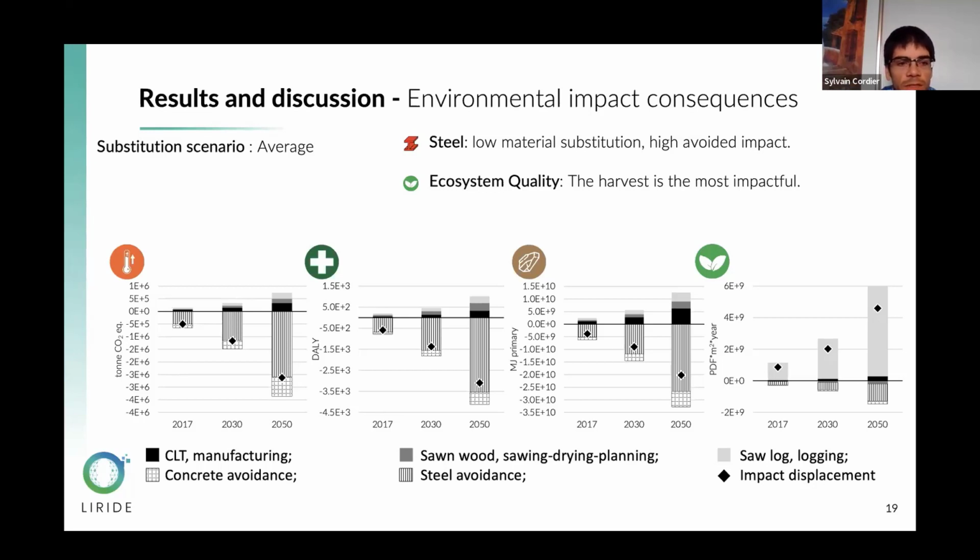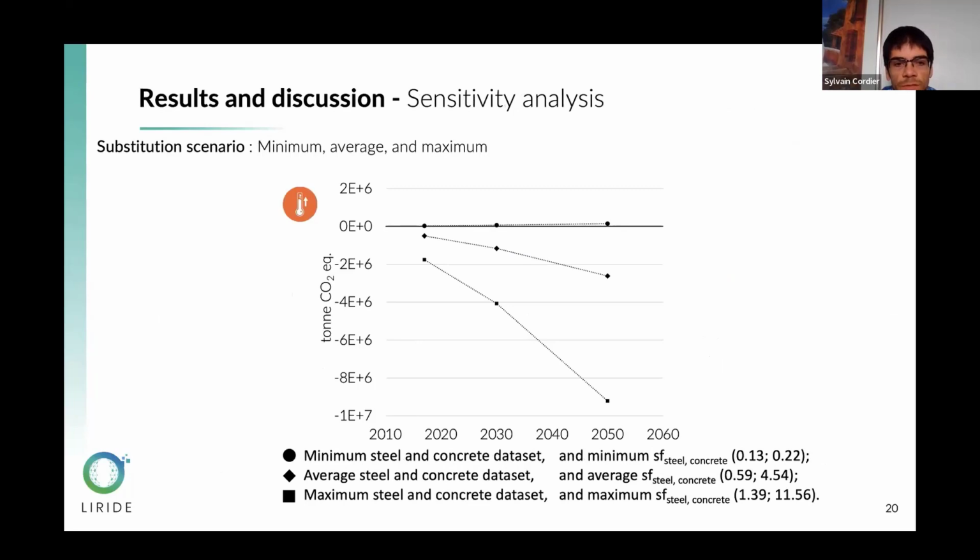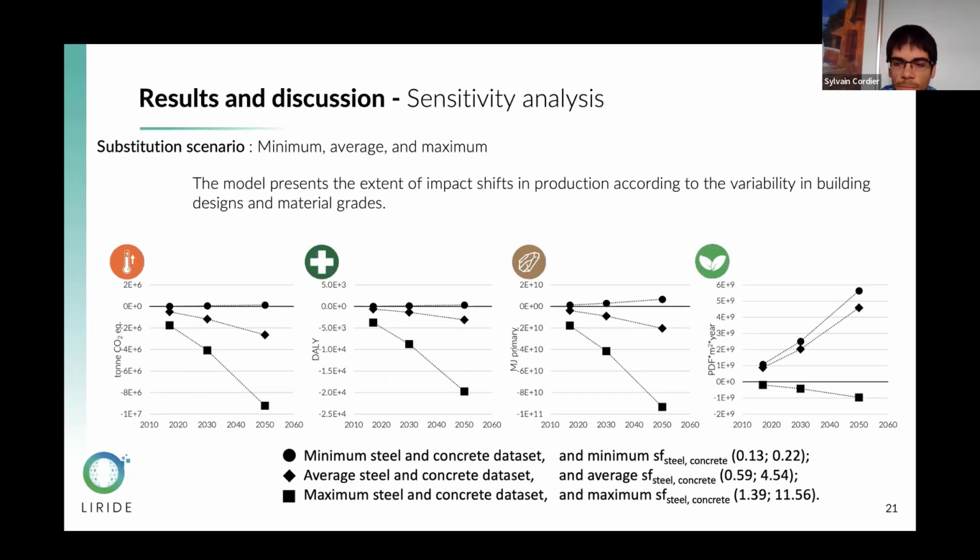And in the next slide, I show the range of impact with the minimum and the maximum scenario. For the minimum scenario, we are just above the x-axis. We also have the same trend in the next slide for human health and primary resources. So with this model, we try to catch the extent of impact shift in production according to the variability in building design and material grades.